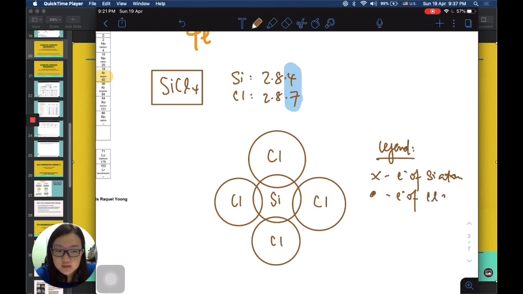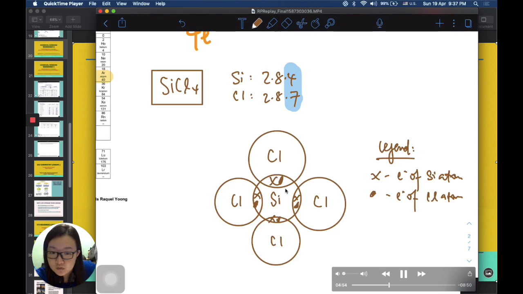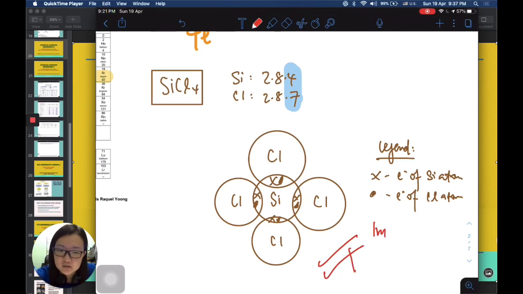Then after that, write in the legend. A cross would represent the electron of a silicon atom, a dot is that of the chlorine atom, and then you just draw in all the bonding electrons. Dot cross, dot cross, dot cross, dot cross. Now, if you just leave your answer like this, it is only worth 1 mark. So think about it. If you pause the video, think about why it is wrong. Why is it only 1 mark?